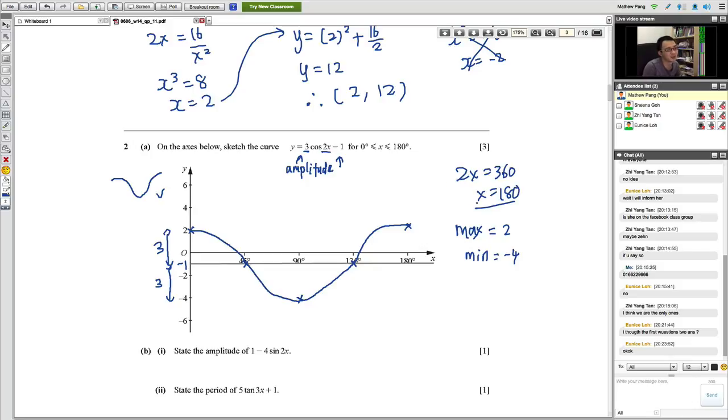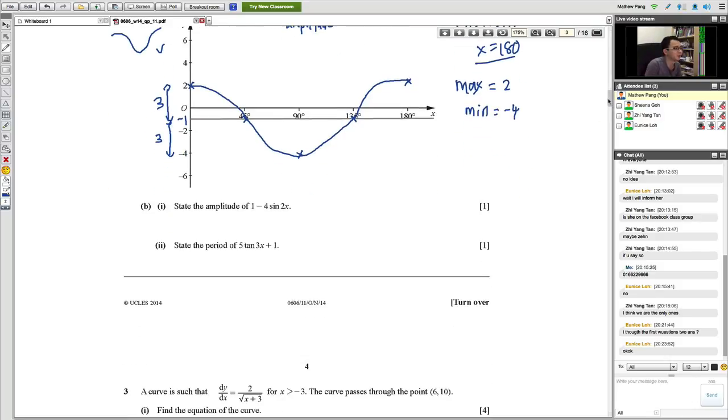And then of course you need to know your period. So I know one cycle is 180, so 180 here is one cycle. If today they change this one to 360, then you have 2 cycles over here. I hope you understand what I'm saying. So I'm going to move on to B.